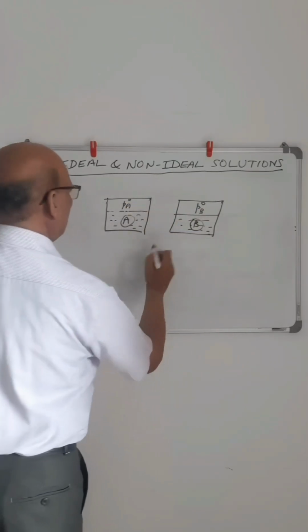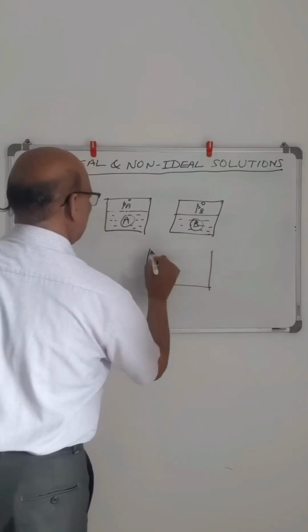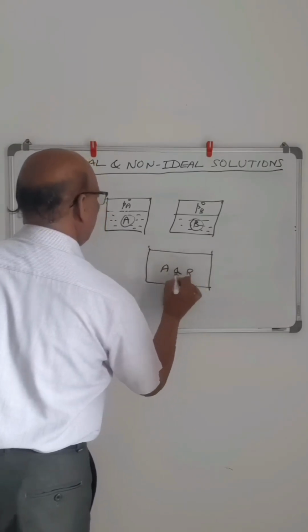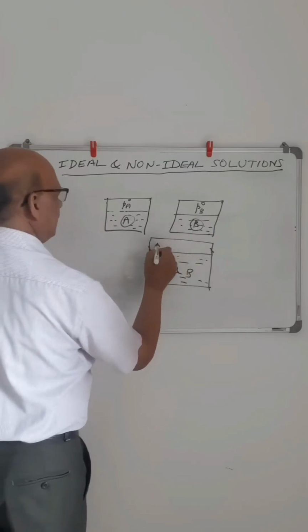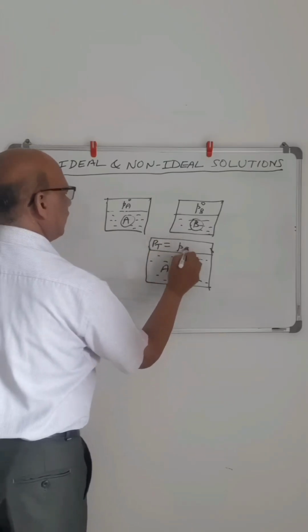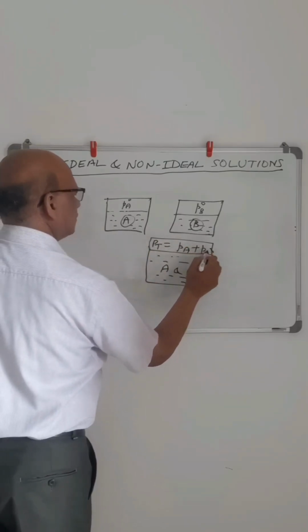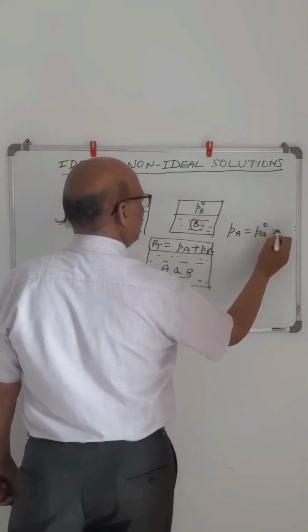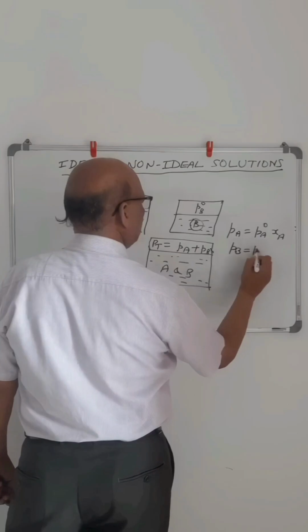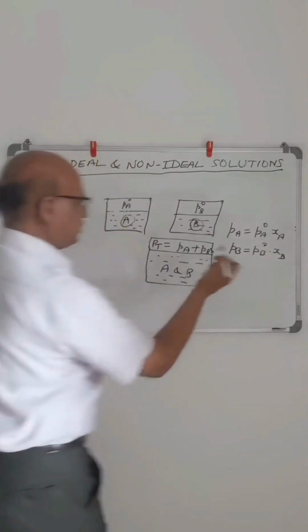अगर हम इन दोनों सॉल्यूशंस को मिक्स कर देते हैं एक दूसरे कंटेनर में, then it will have the molecules of A and B both, and it will exert some pressure that is given by Raoult's law, that is P total, that is partial pressure of A plus partial pressure of B. And what was PA as per Raoult's law? That is PA0 into XA, and what is PB? That is PB0 into XB. So this was as per the Raoult's law.